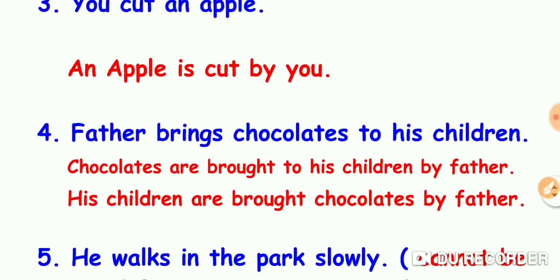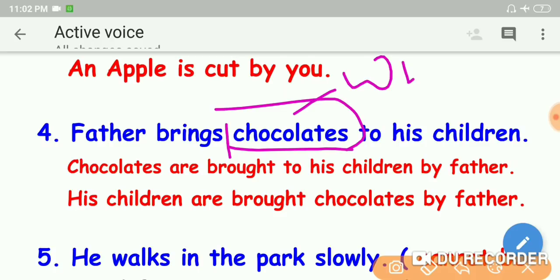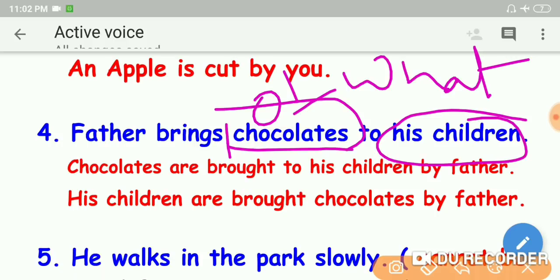So like this, father brings chocolates to children. See, my dear friends, here chocolates, what does father bring to the children? It answers to the question what. That's why this is object number 1. Whom or who does father bring chocolate? It answers to the question who or whom. So that's why here we have two objects.